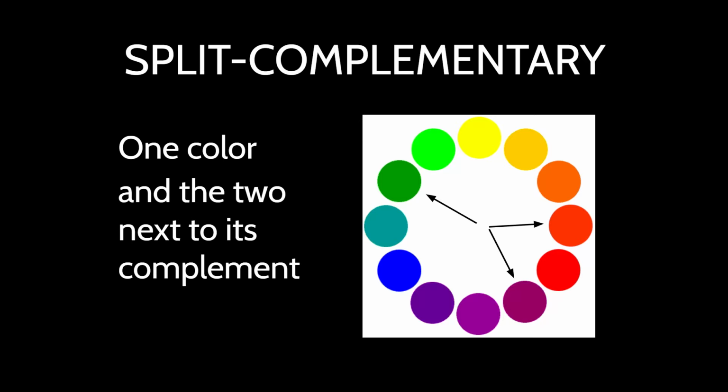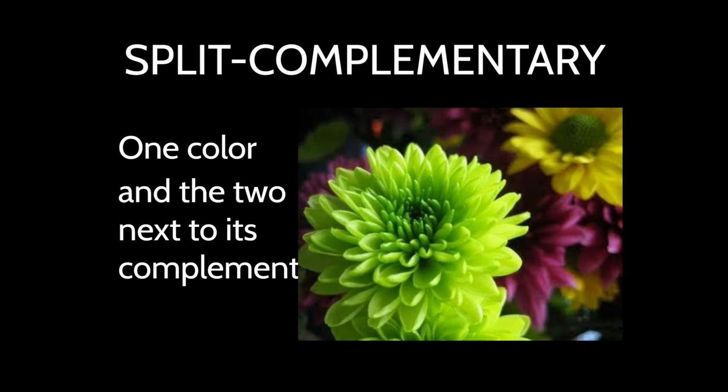Now, split complementary is when you have one color and the two colors next to its complement. So you see here green and red. Now, green and red are complementary colors. So we're splitting that complementary up into green and then the neighboring colors of red. So that way, this violet color and this orange red. Here's a photograph example of a split complementary color style.